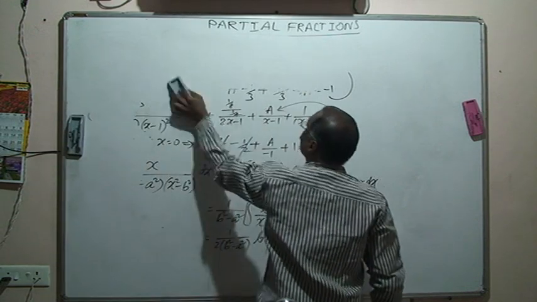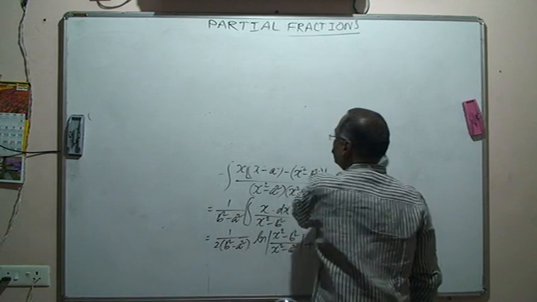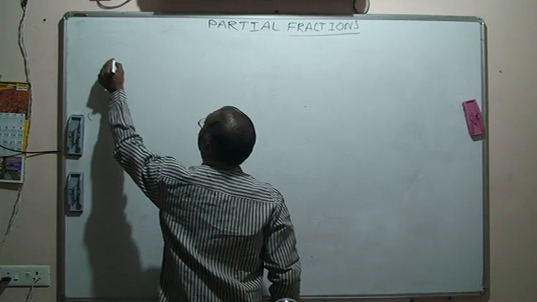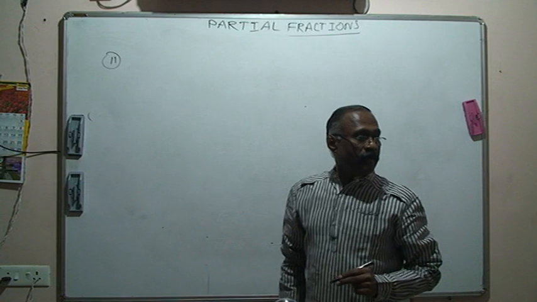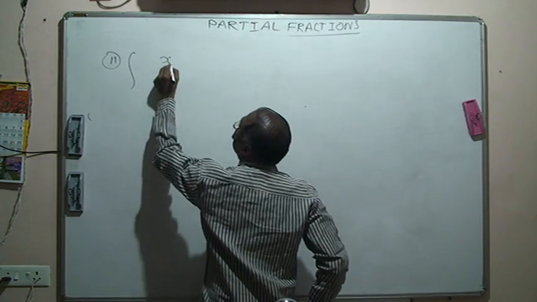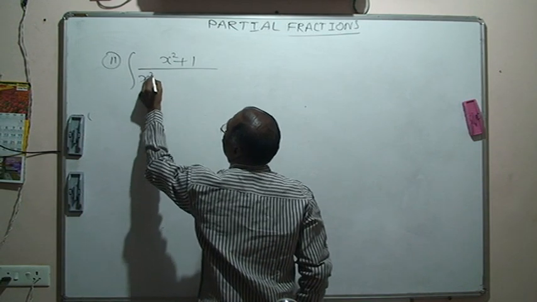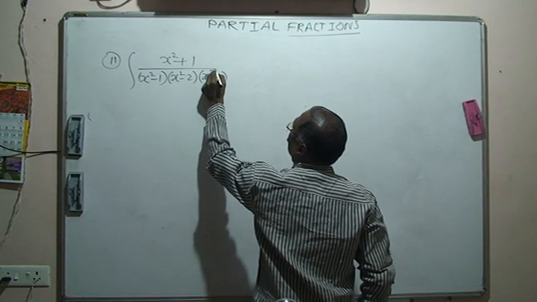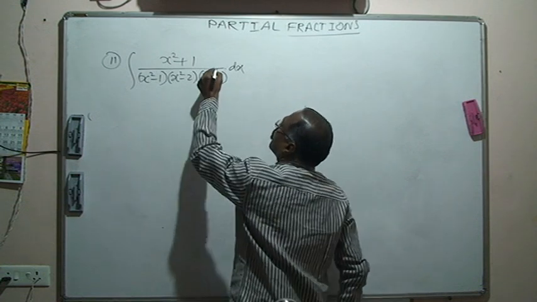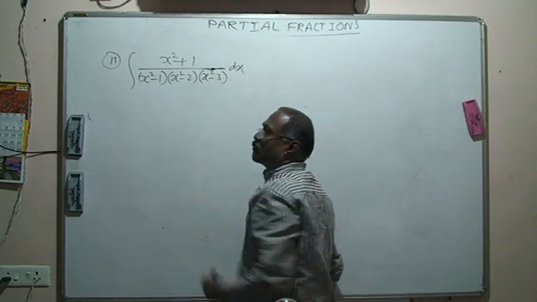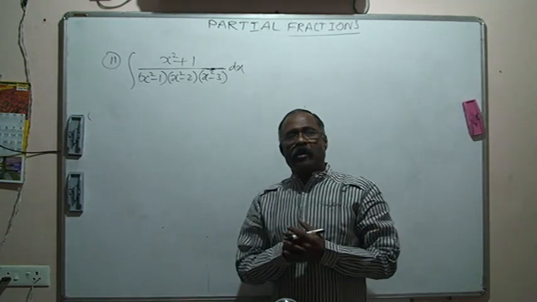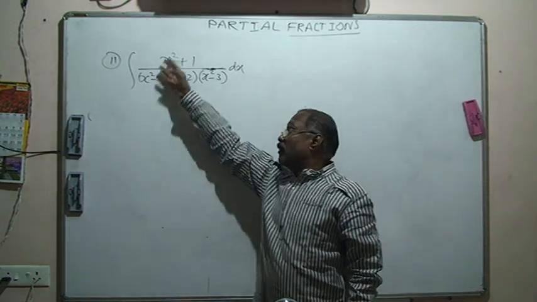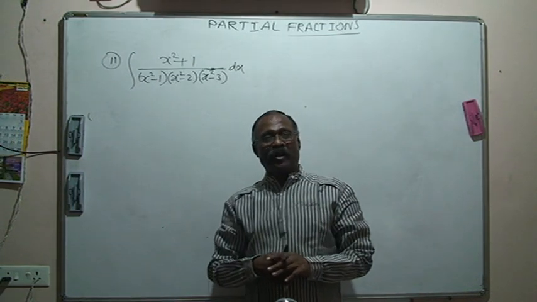Next one also I have taken on the integral only. See what makes the difference between the previous problems and this problem is this. Integral of x square plus 1 divided by x square minus 1 into x square minus 2 into x square minus 3 dx. Then you must be thinking like this: you said this short form is to be used only for non-repeated linear factors, but this is not a linear factor. Power 2 is there, hence we cannot apply that short form here.